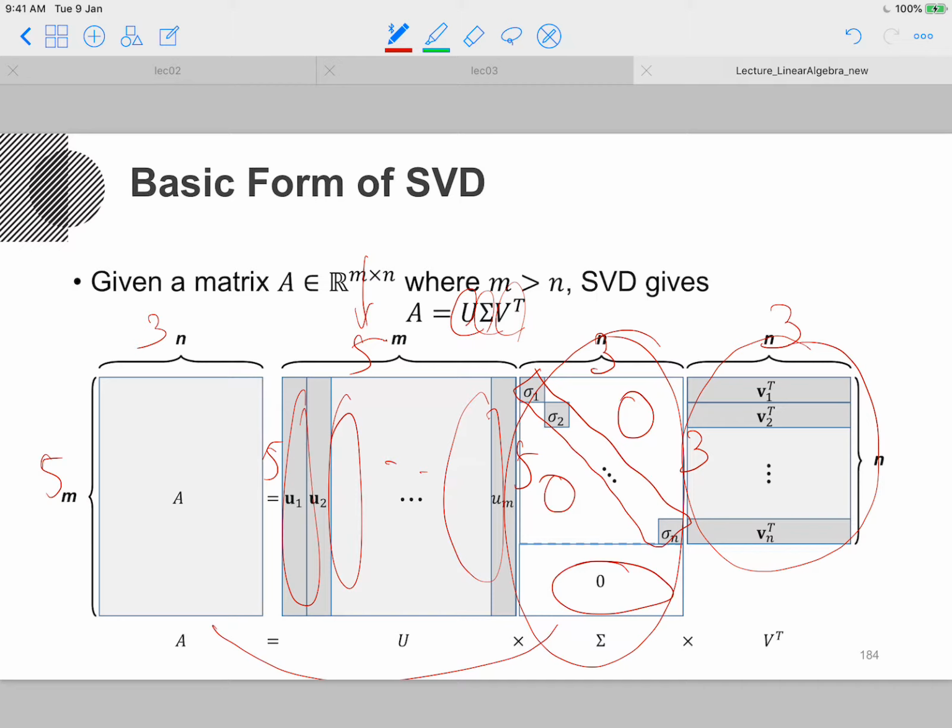Okay, and so also, having orthonormal or orthogonal columns is a stricter condition than having linearly independent columns, right? In other words, if your columns are linearly independent, they are not necessarily orthogonal, because their angles can be different from 90 degrees, right? But if we have orthogonal columns in our matrix, then it guarantees that these columns are linearly independent, right?